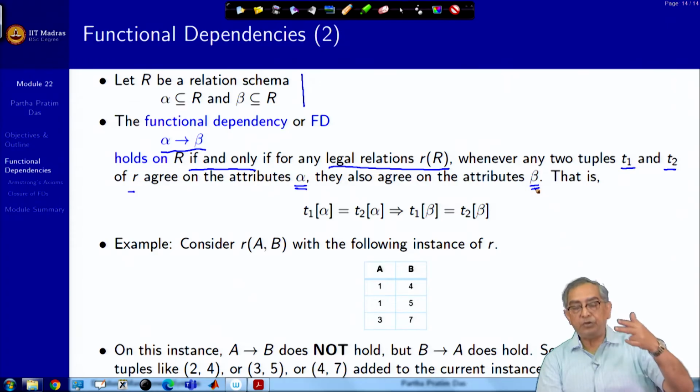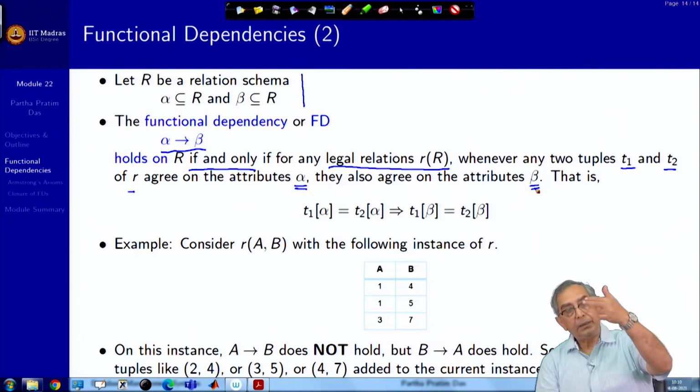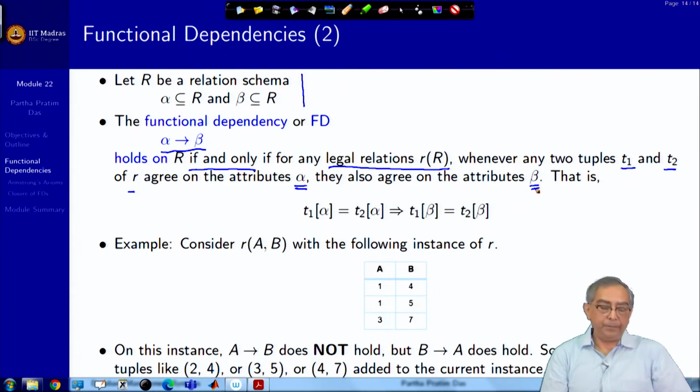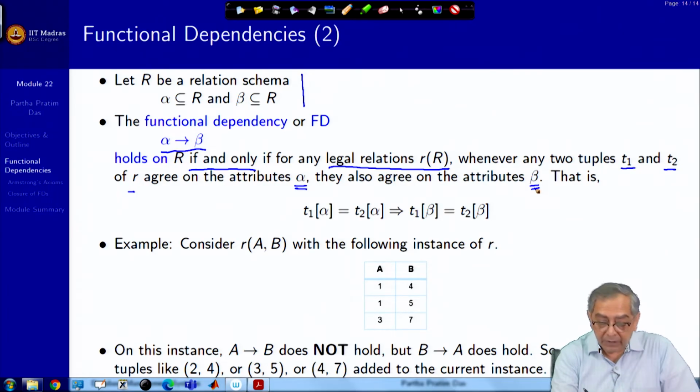then their budget has to be same, then their building has to be same, which means they have to be identical tuples, which obviously are not allowed. Right. So, just think about this very carefully.